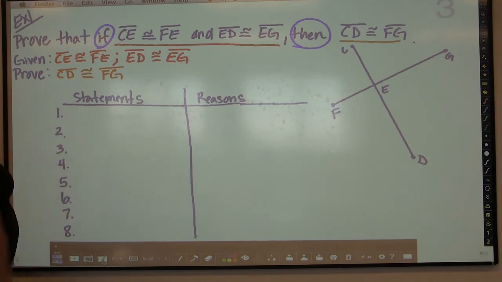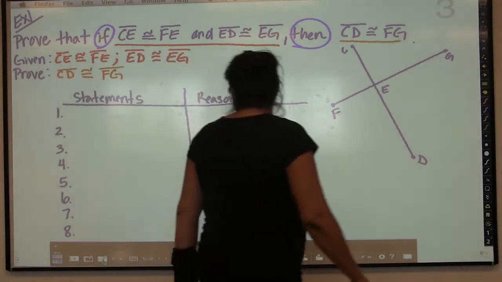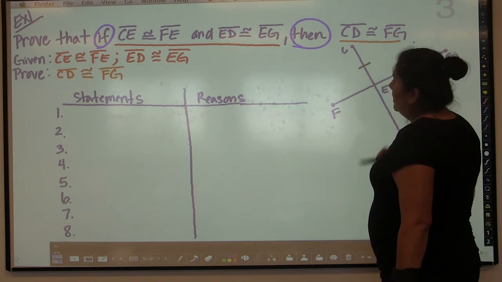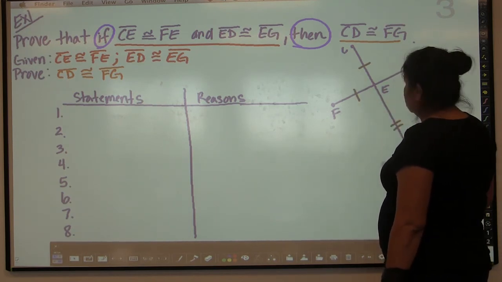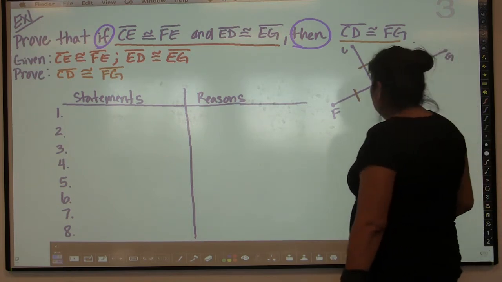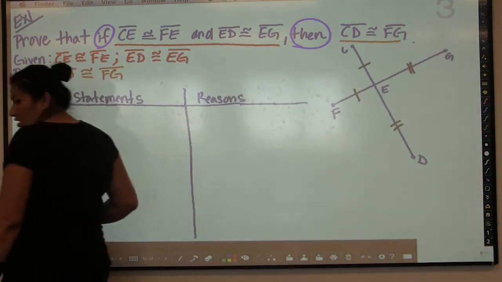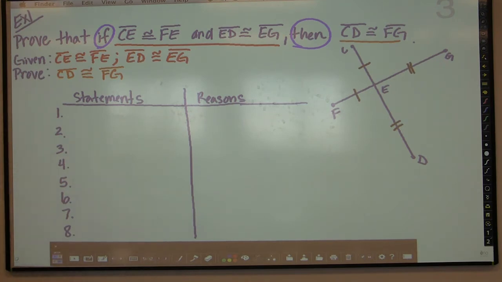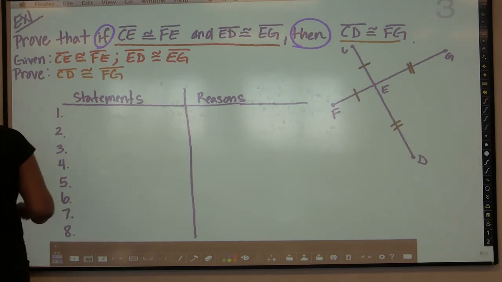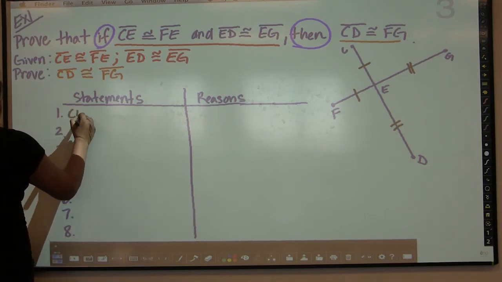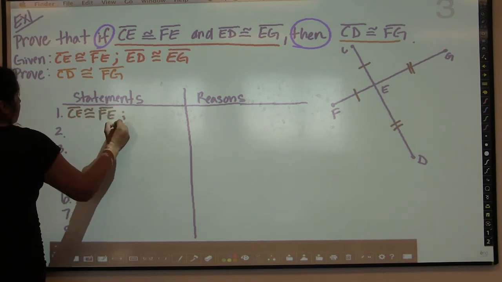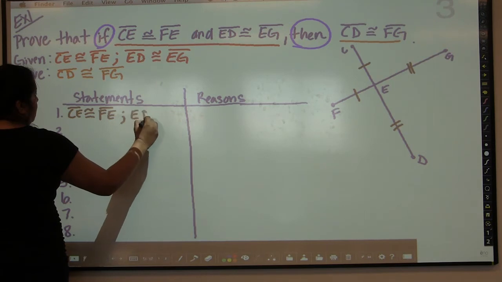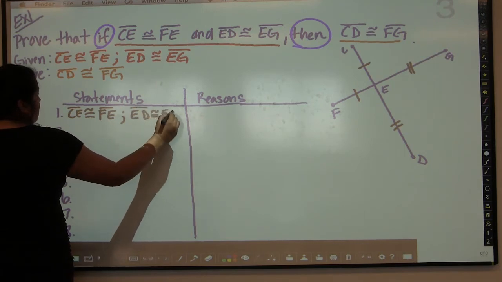And so then we can start the proof writing process over here. We have a diagram over here. So basically what we're saying is that CE, which is right here, is congruent to FE. And we also say that ED, which is this guy, is congruent to EG. So I'm going to mark my diagram over there as well. So for my very first step, we always start with the given. So this will be no different. And for our very first step, we're going to put CE congruent to FE, but also we're going to put ED congruent to EG.